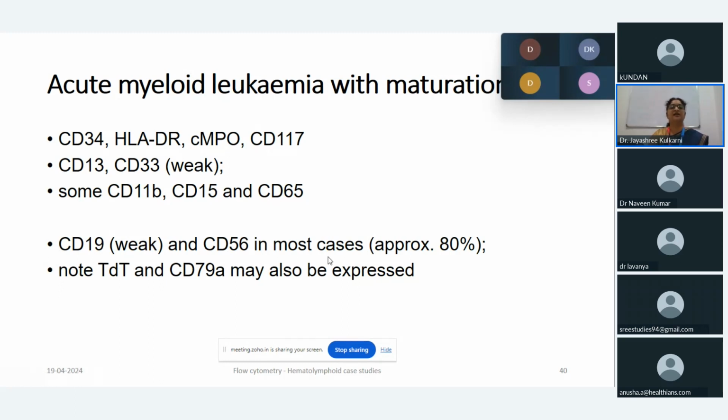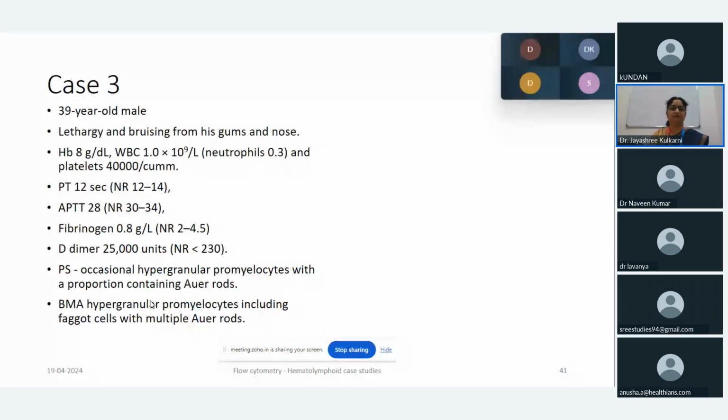You should remember that. TdT and CD79a can also be expressed. Invariably, we are taught that CD34 is positive in myeloid markers, TdT in lymphoid, but we often see both interchangeably. It is seen. Now, case 3.